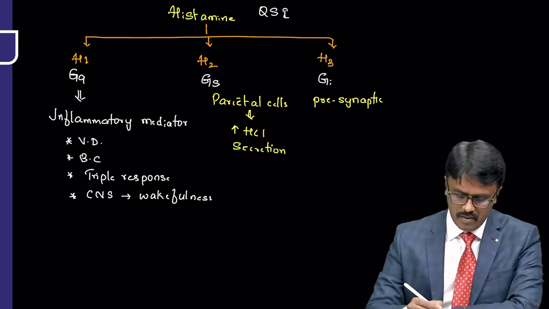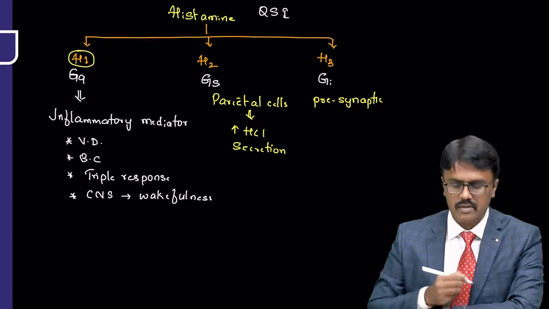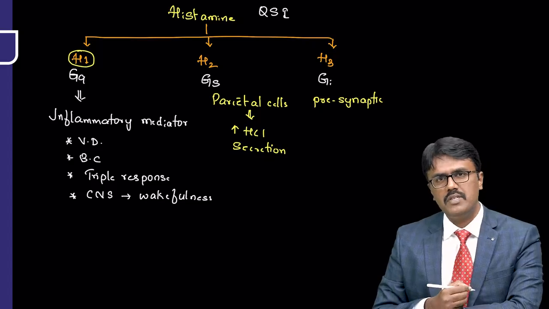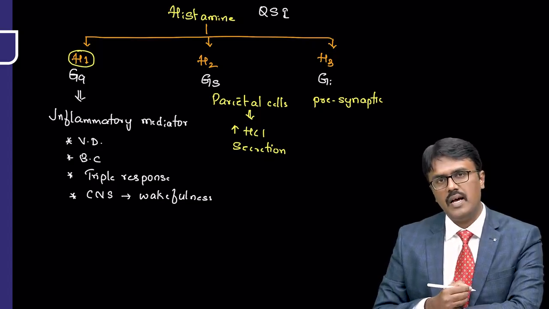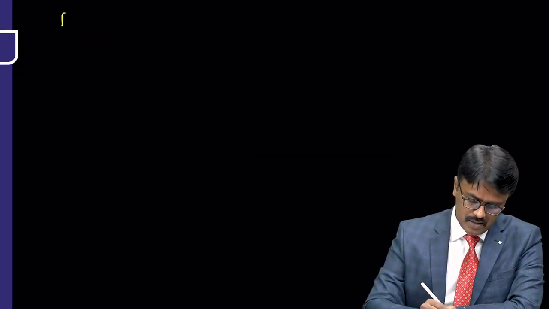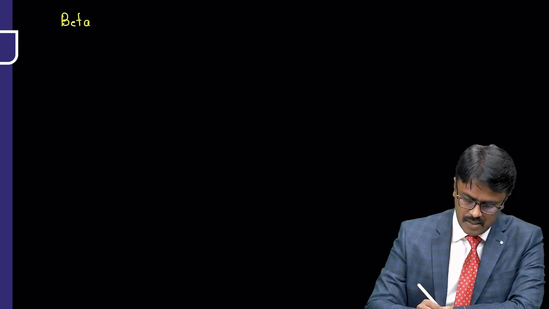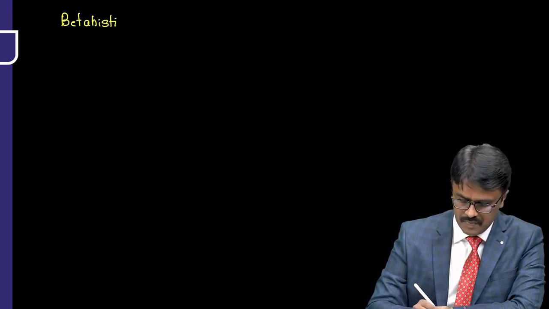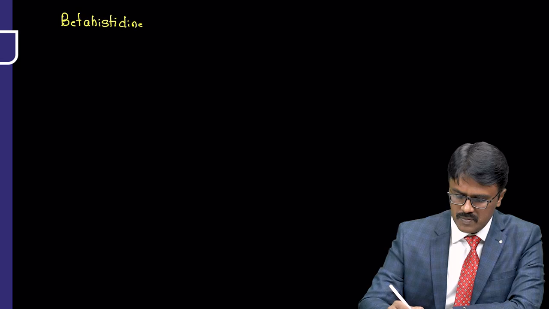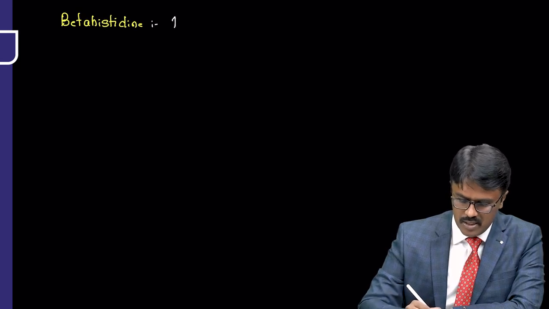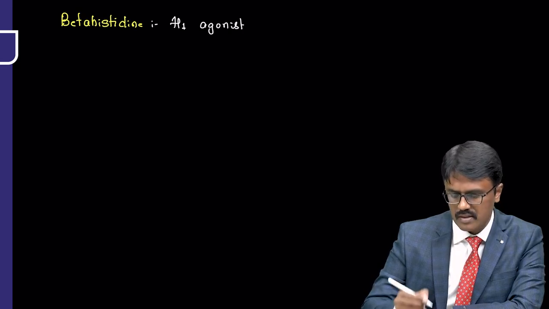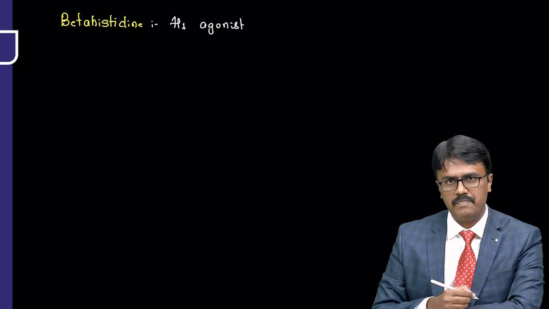Now let me tell you about the histamine agonist, and then I will come to the blockers later. Do we have any drug which stimulates histamine? Yes, we have a drug. What is the name of it? The drug which stimulates histamine receptor is a drug by the name betahistine. The name of the drug is betahistine. So what is the specialty of this? It's an H1 agonist.